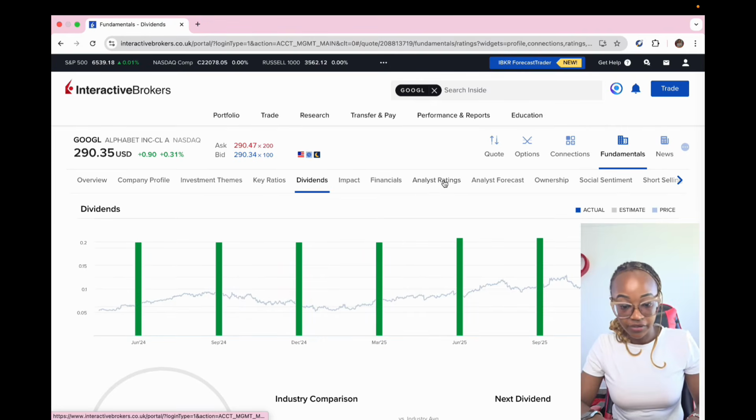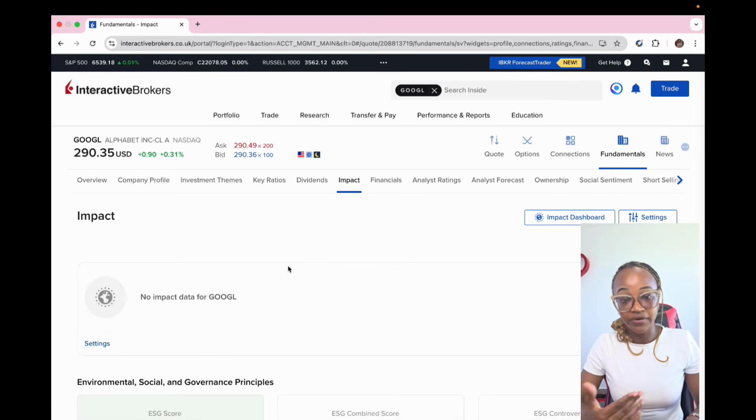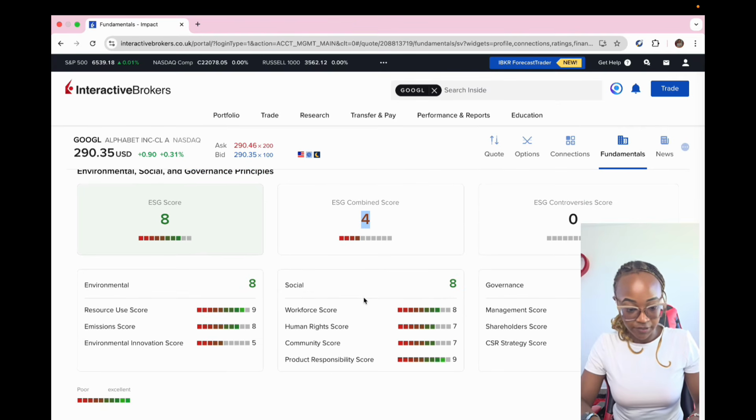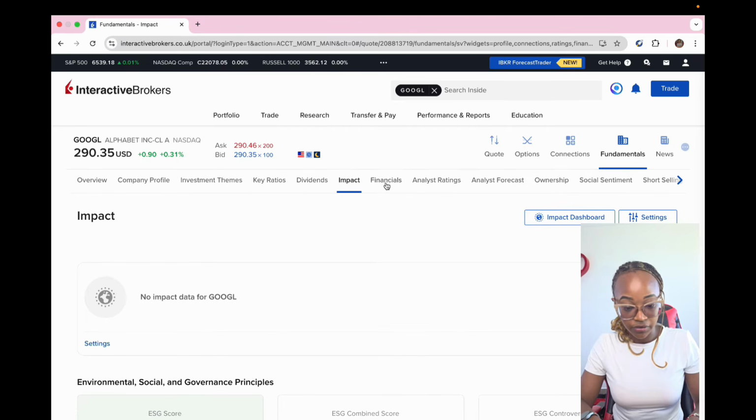Now next, we go to ESG rating. If you're very keen on environmental, social, and governance principles, you can see how Google scores against all these other principles. Then we go to financials.